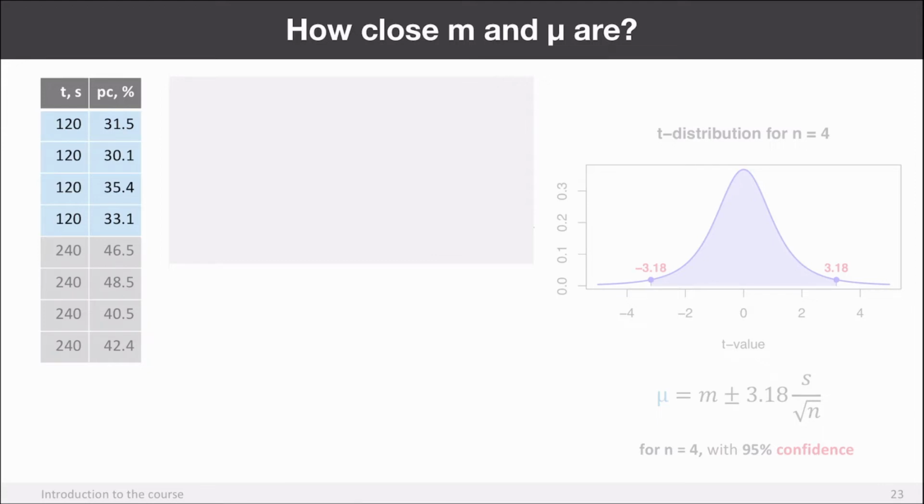Now let me show you a practical example. Let's say that this is the result of our experiment where I tried to make popcorn using preparation times of 120 seconds and 240 seconds. And then the second column shows you how many corns actually popped, in percent.